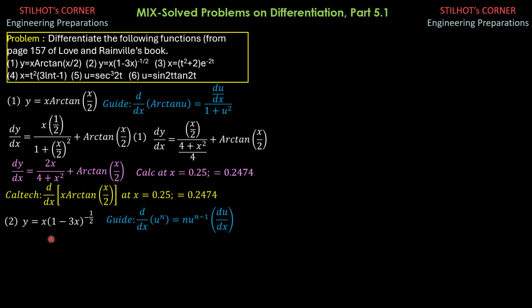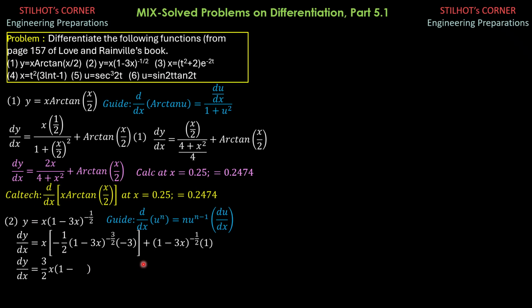So dy dx is x times quantity negative 1/2, 1 minus 3x to the negative 3/2 times negative 3. So power negative 1 half, then 1 minus 3x to the negative 1 half minus 1, so negative 3 halves. The derivative of u, which is 1 minus 3x, is negative 3 with respect to x, of course. Plus second, 1 minus 3x to the negative 1 half, derivative of x is 1. So simplifying, dy dx is 3 halves x, quantity 1 minus 3x to the negative 3 halves, plus quantity 1 minus 3x to the negative 1 half.